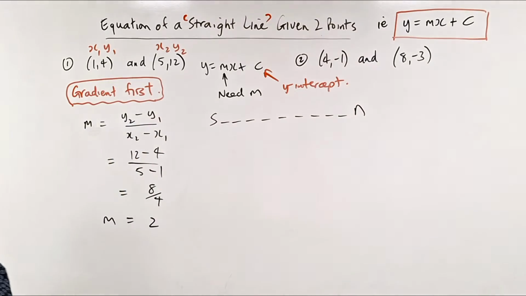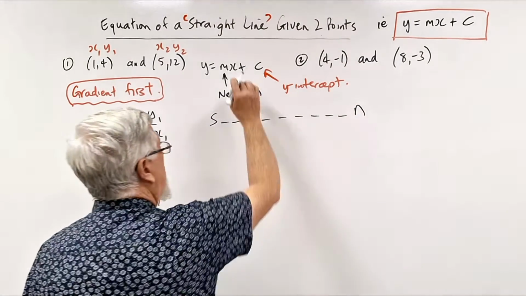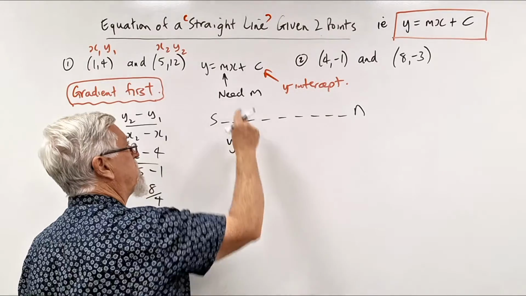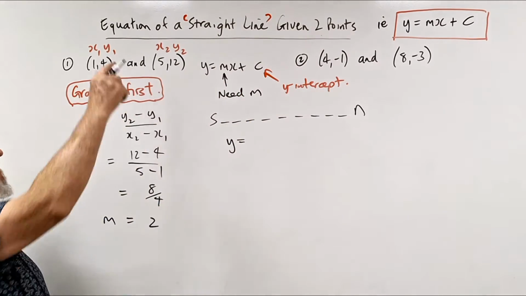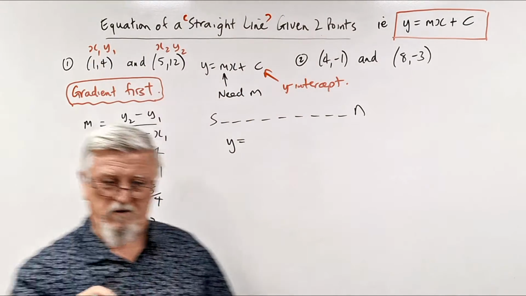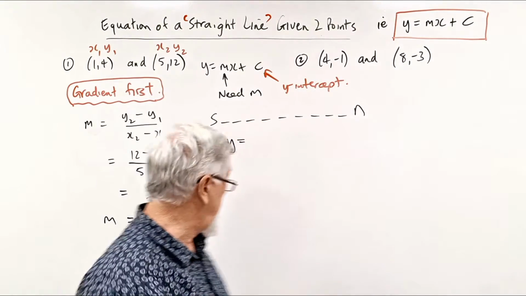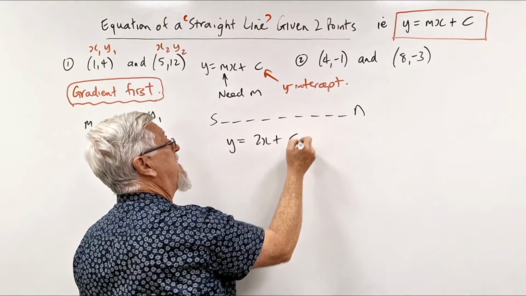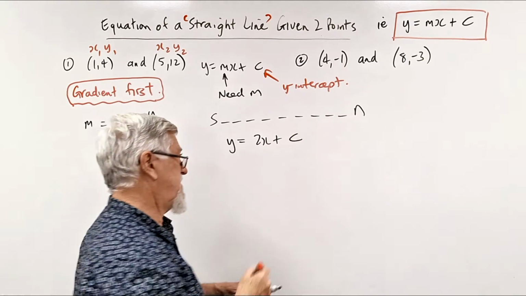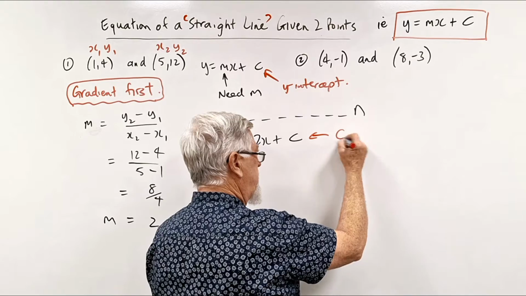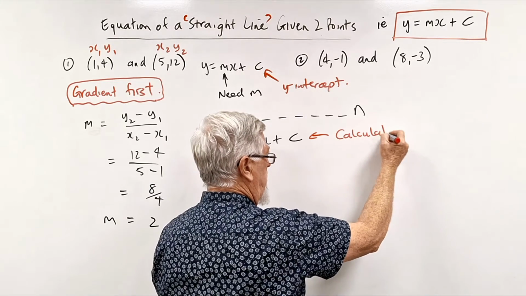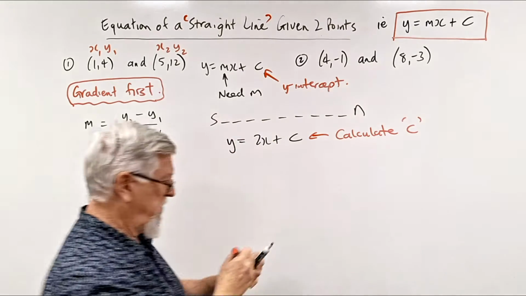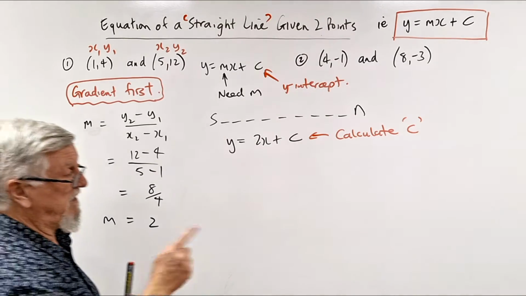Substitution, everything's about substitution over and over and over again. Go back to our equation, we've got y equals, and now we know the gradient of the line that goes between them is 2. If we want to, you could draw up a diagram on grid paper and show it. So we now have 2x plus c. And what do we need to find next? We need to calculate c, or determine c, which again is the y-intercept.